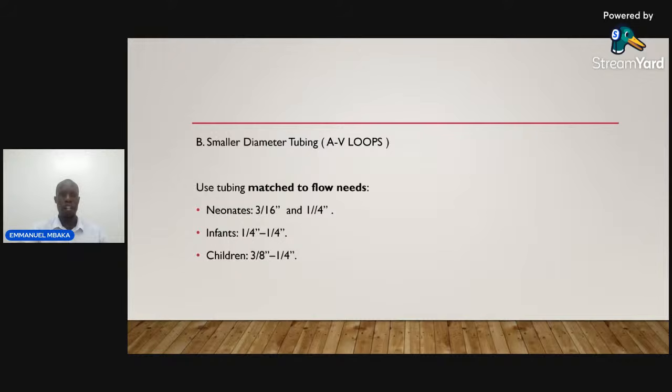Also, you need to have smaller diameter tubing on the AV loops. So, using the AV loops, for the neonates it is 3/16 and 1/4. For the infants you use 1/4, and for children you use 3/8 and 1/4. This will help you to minimize the priming volume, which will lead to hemodilution in case you're using the adult AV loops. Next slide.